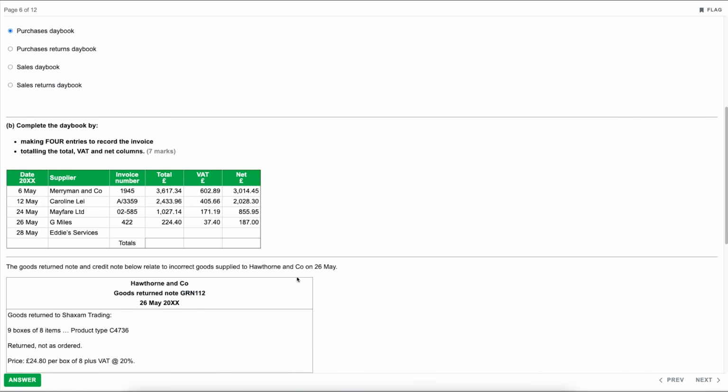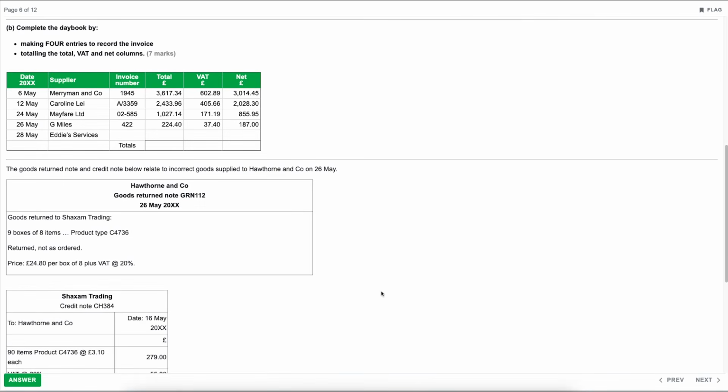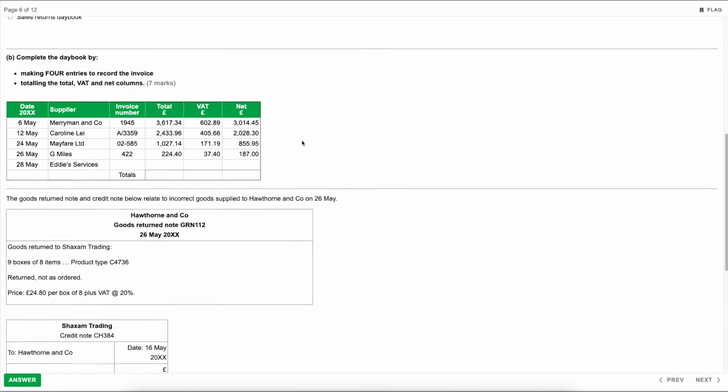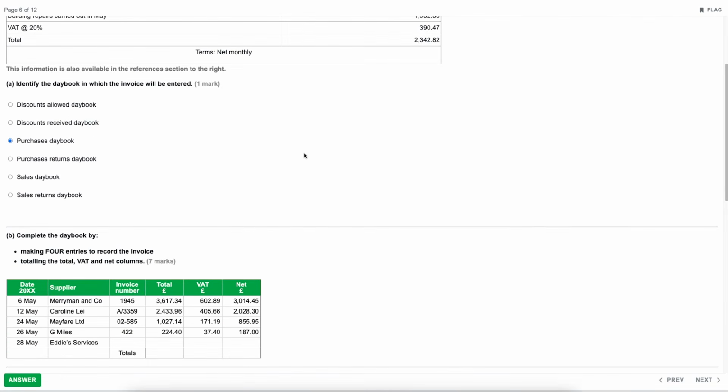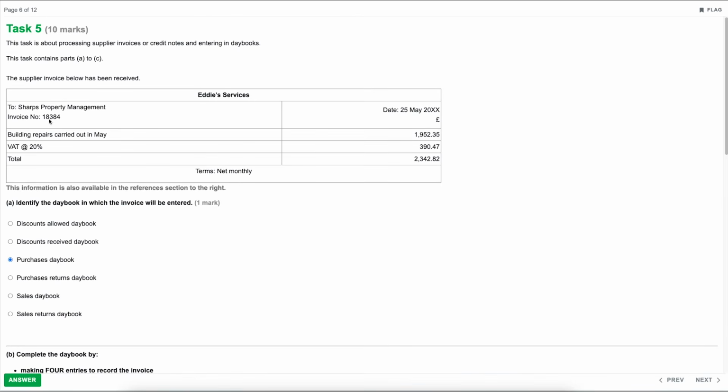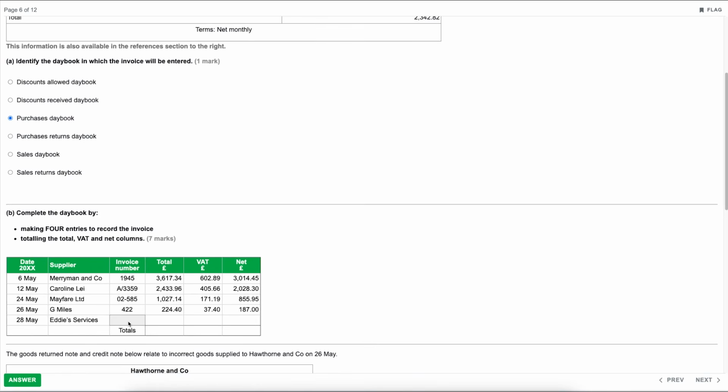Let's move down to part B then. So part B states complete the daybook by making 4 entries to record the invoice, totaling the total, VAT and net columns. Okay, so nice and straightforward. All we need to do is take the information from our invoice and enter it into these boxes here. So hopefully not too bad this. So the first box we had was the invoice number. So let's go grab our invoice number, which was 18384. So let's enter that in.